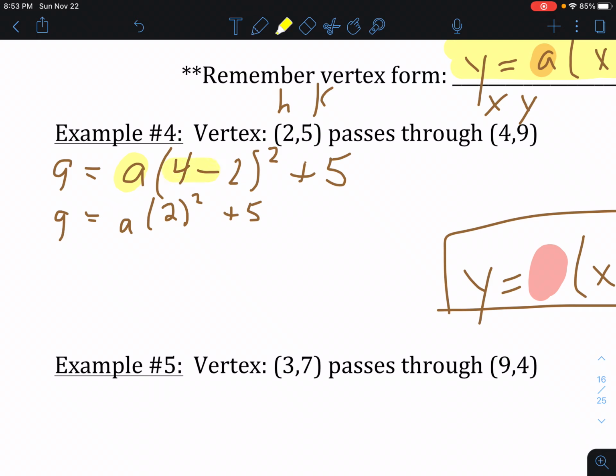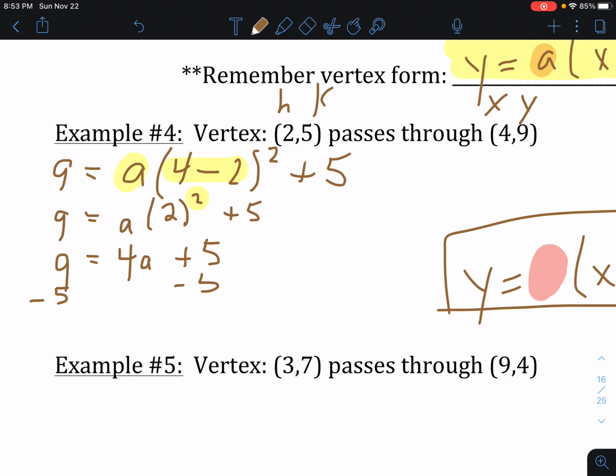Okay, so we subtracted. You always subtract or add first. Then you do the squared. So that would be 2 squared is 4. Instead of a times 4, we'll call it 4a. Then after that, we would subtract 5.